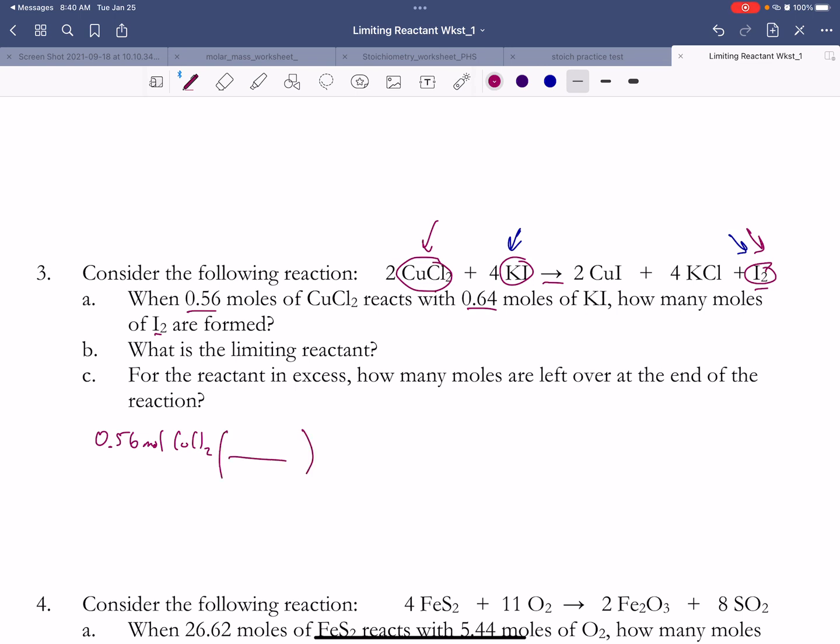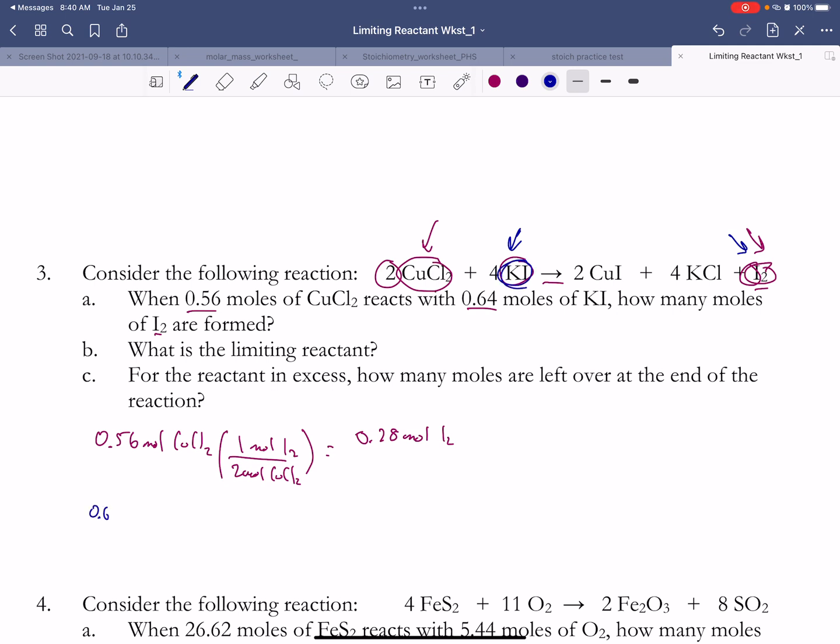The molar ratio is 2 to 1, so 2 moles of copper chloride will produce 1 mole of iodine gas. And when you crank out that number, you get 0.28 moles of I2. Okay, so that's how much iodine you'll get with that amount of copper chloride. So let's just check, what about potassium iodide, right? What about this one?